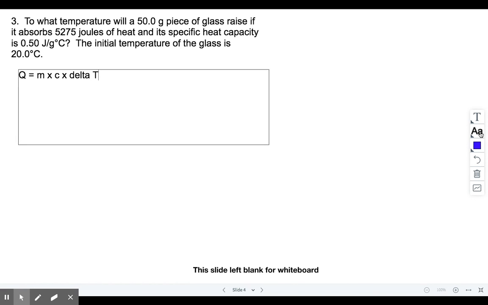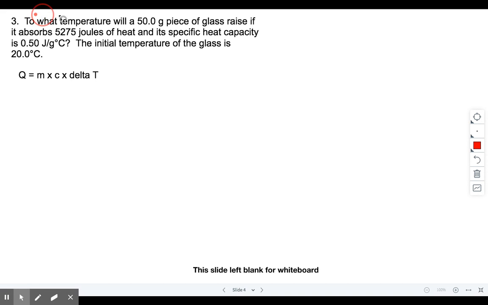Okay, and now I want to go, what is the question asking me to find? So what's my goal? My goal is to find to what temperature, right? That's the first thing it says: to what temperature will the 50 gram piece of glass be if it absorbs 5,275 joules of heat, and I have its heat capacity, and I have the initial temperature. But if you remember, there is no place for initial temperature in my formula. So this is just telling me what temperature the glass was to start. You want to figure out what temperature it is going to be now.